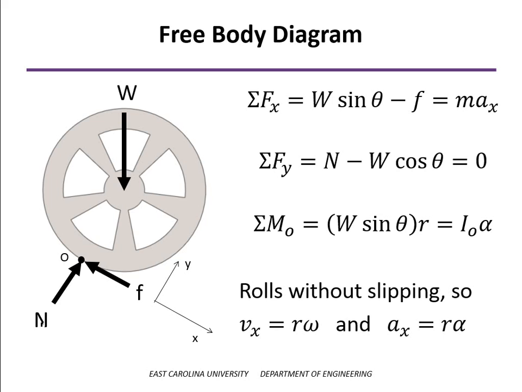But because of the fact we're looking at this last one, the sum of the moments about point O, I don't have to know what the friction force and the normal force are. I can simply solve that one and find out what alpha is. And if I can find out what alpha is, then because of this relationship here, I can also know what the acceleration is in the x direction, which is what I need to know to figure how long it's going to take to get to the bottom.